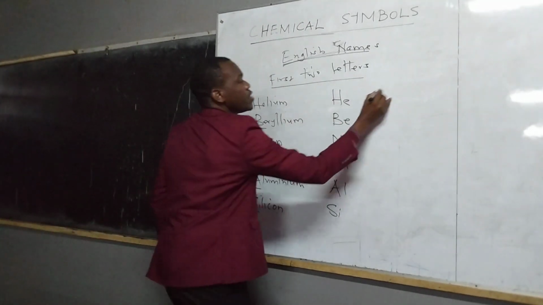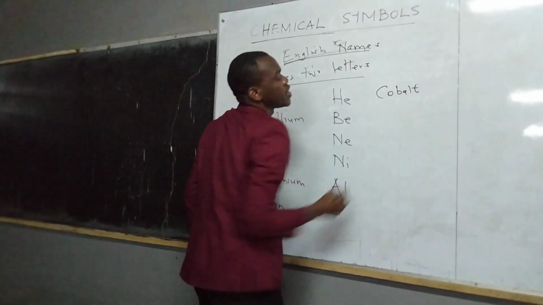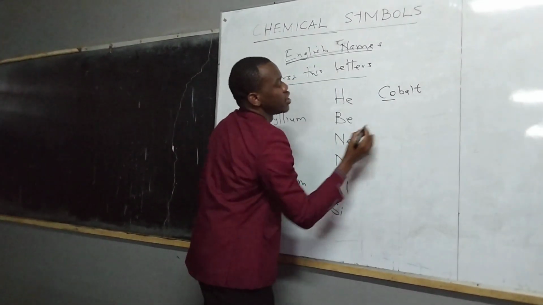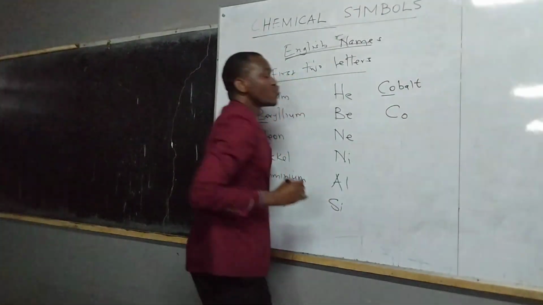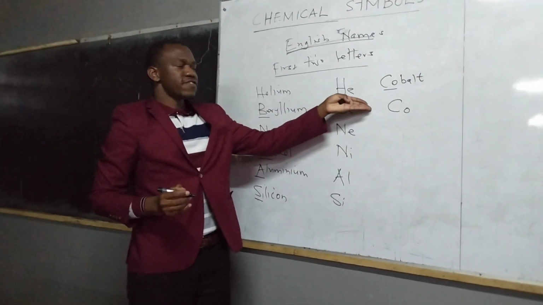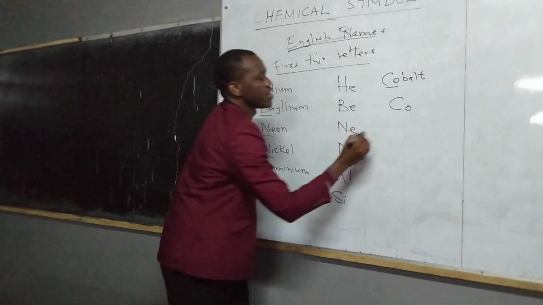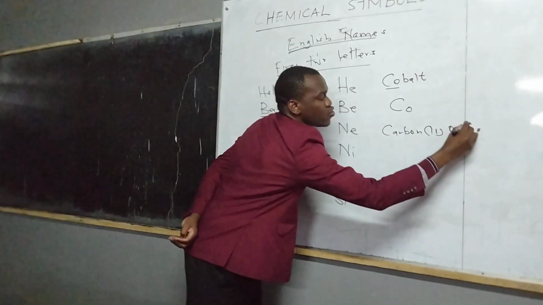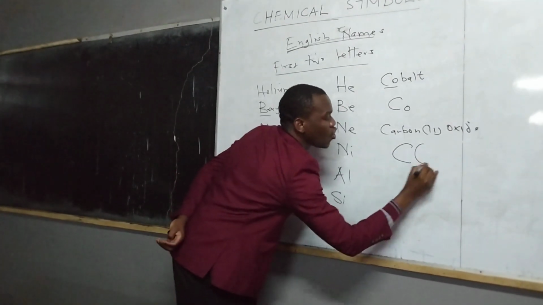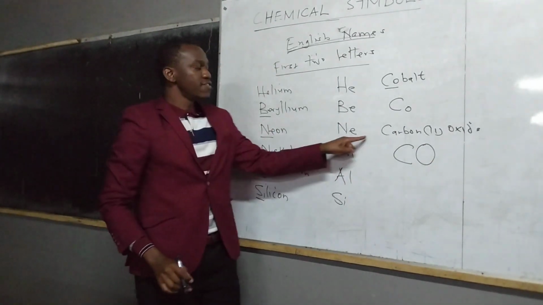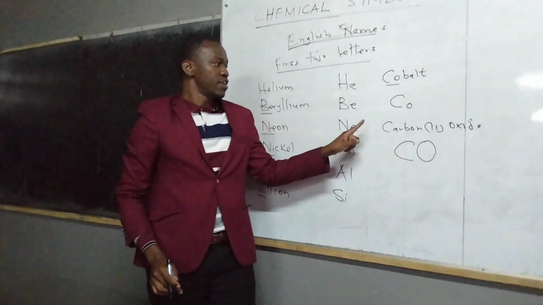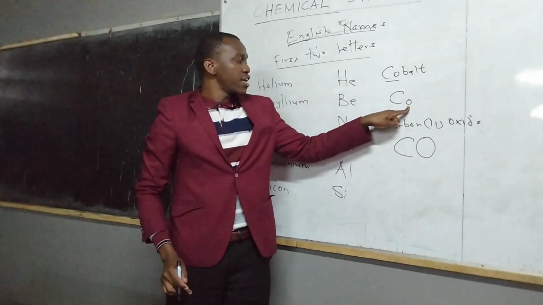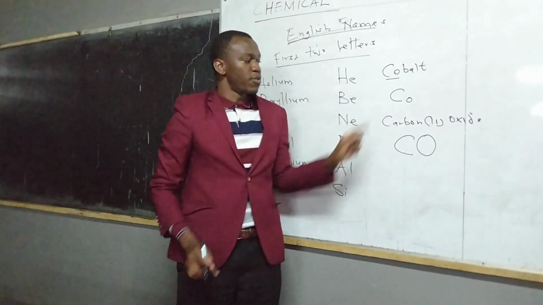There are several examples, even argon and cobalt. Let me write that of cobalt, because at times students mess up when they are writing the chemical symbol for cobalt. That is Co. So the chemical symbol is Co. Don't confuse the chemical symbol for cobalt with carbon monoxide, because carbon monoxide is CO. The two letters are capital, and this is a compound, not an element. So ensure the first letter is a capital, the second letter is a small letter, that is cobalt.